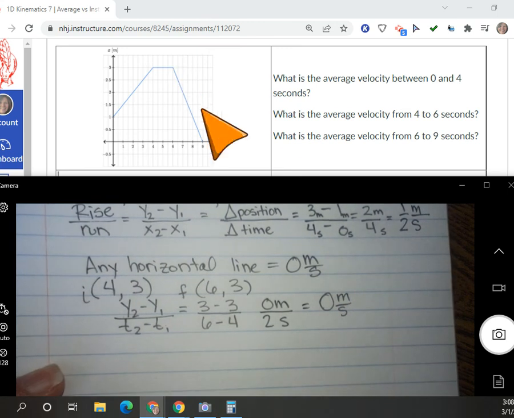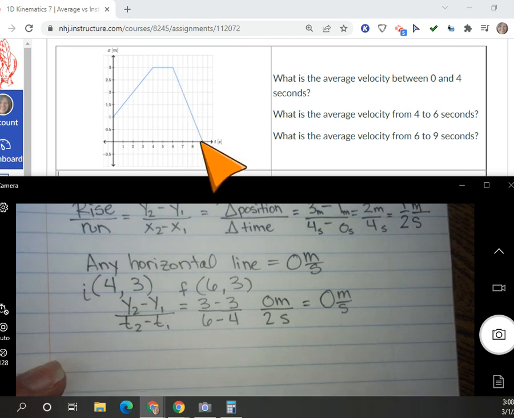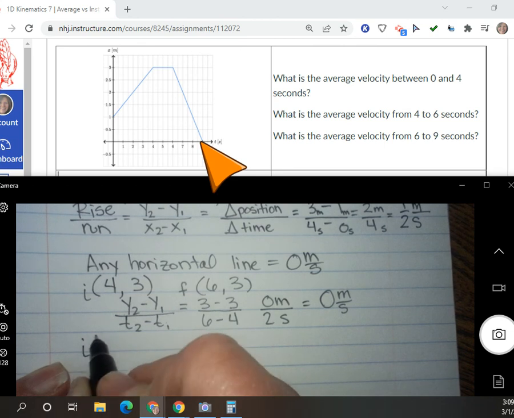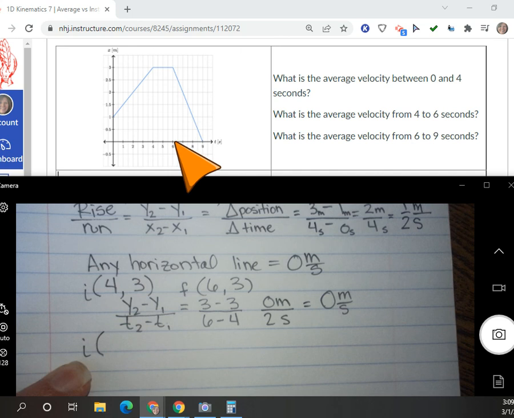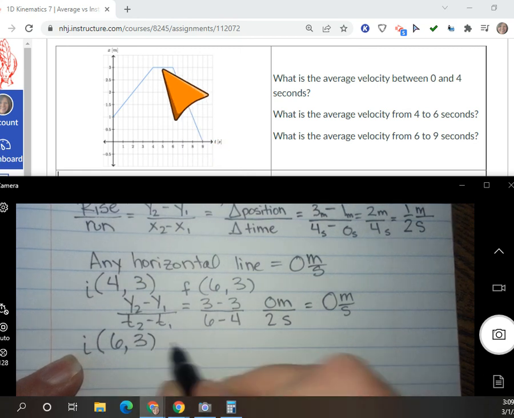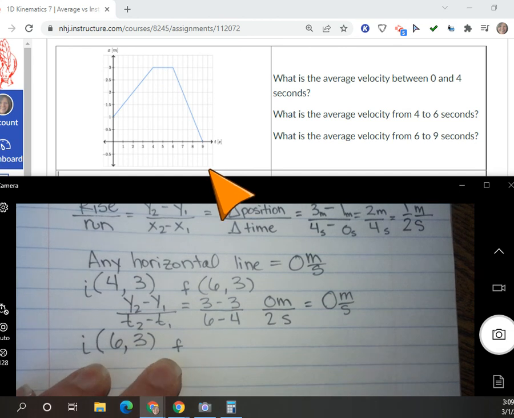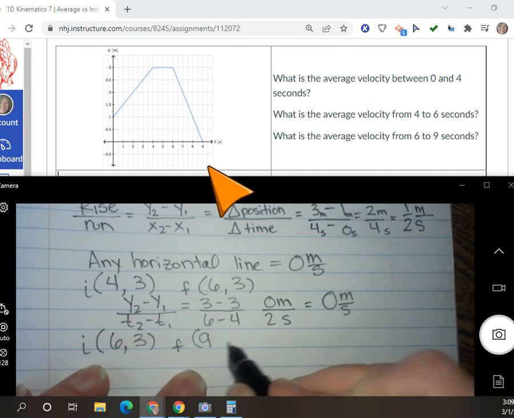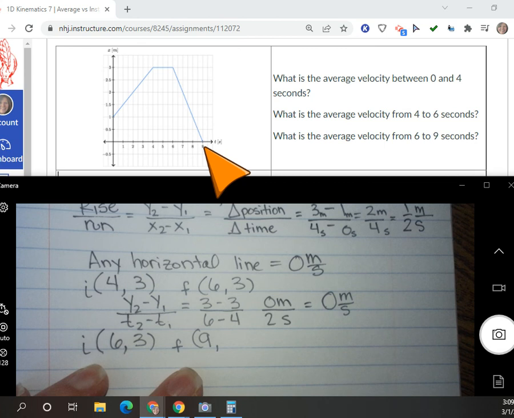All right, let's look at that next question in these examples. What is the average velocity from 6 to 9 seconds? So 6 to 9 seconds. Let's look at our initial point: x is 6 and y is 3. And our final would be at 9, so our x is 9 and our y is 0.